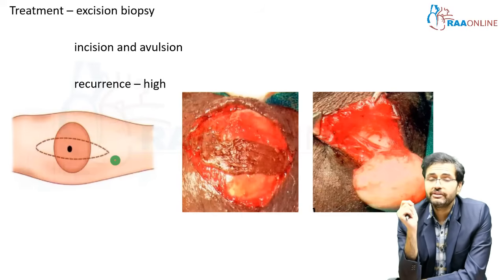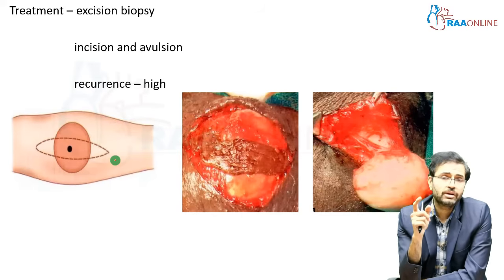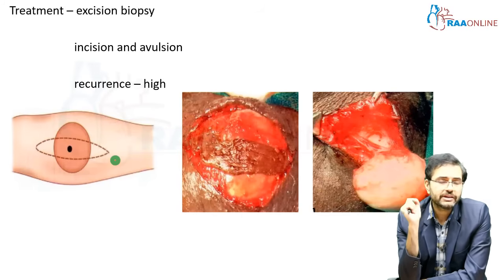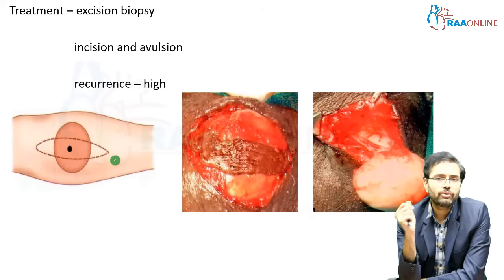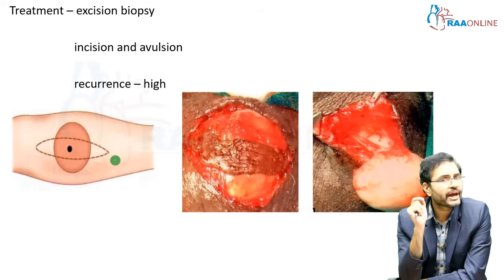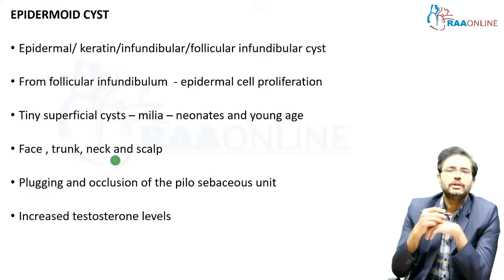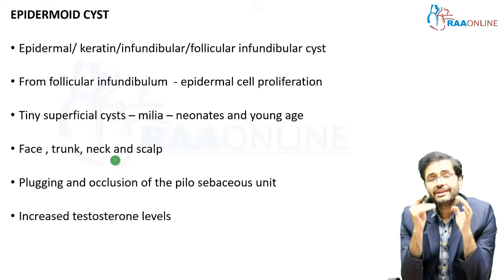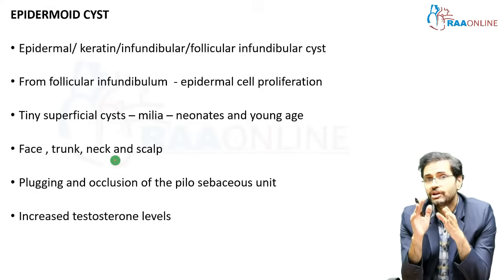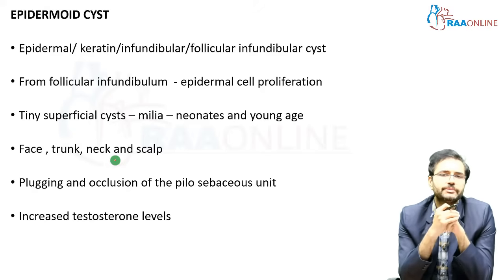If it is an infected sebaceous cyst, then there is a very high chance that the cyst wall might be retained. So, in such cases, we resort to a procedure called incision and avulsion. So, operating on a sebaceous cyst in the setting of infection, there is a very high chance of recurrence. It is to be remembered.